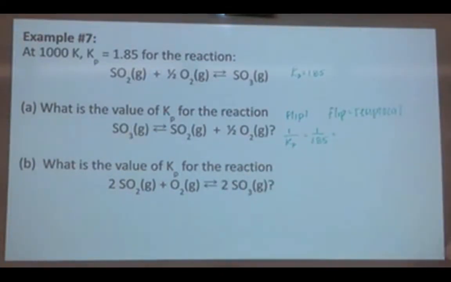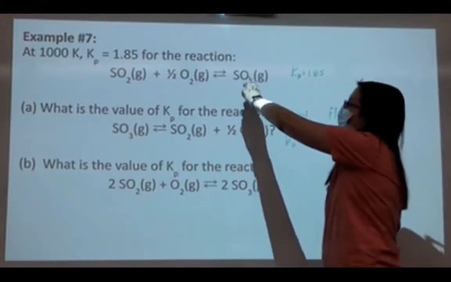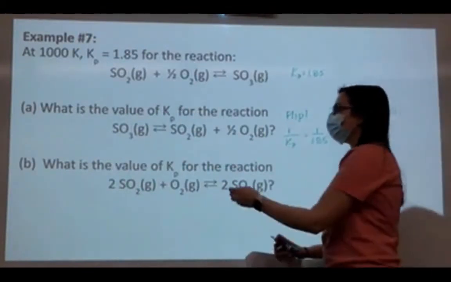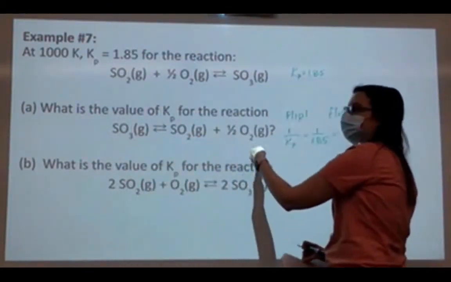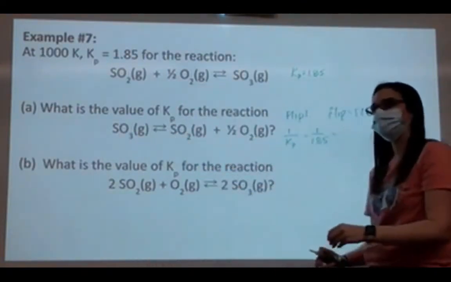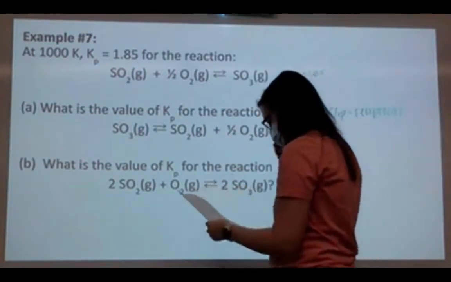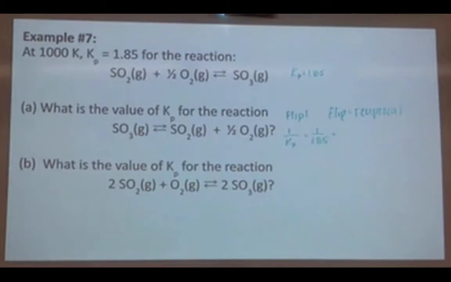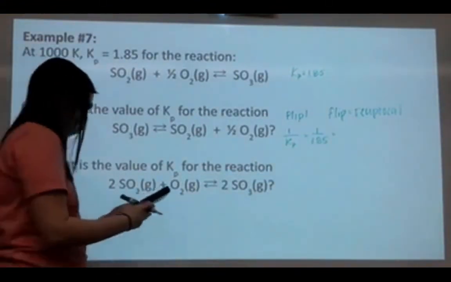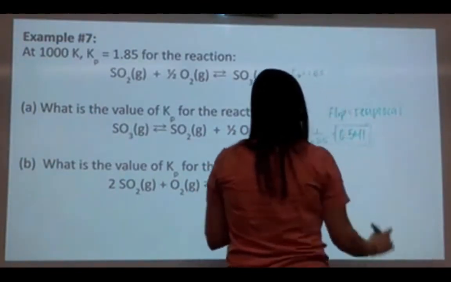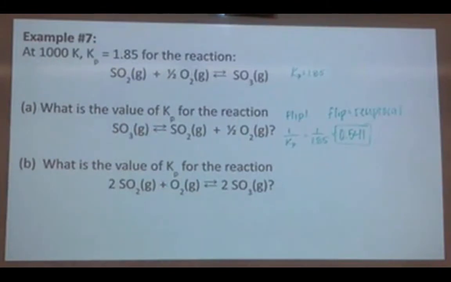Because when you flip it, just look at the expression. It goes from pressure of SO3 over pressure of SO2 times pressure of O2 to the 1/2, then it becomes pressure of SO2 times pressure of O2 to the 1/2 over pressure of SO3. The Kp expression is flipped. So 1 over 1.85, 0.541. That'd be 3 sig figs. No units. Doesn't matter whether it's Kc, Kp, equilibrium constants don't have units.